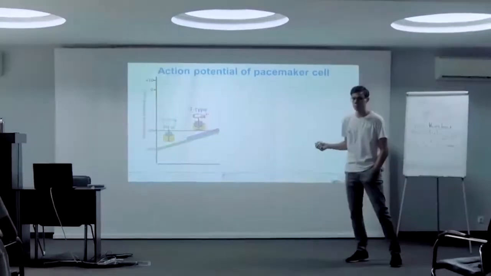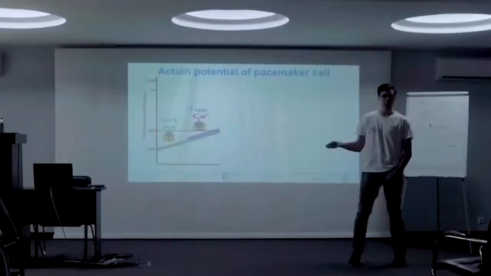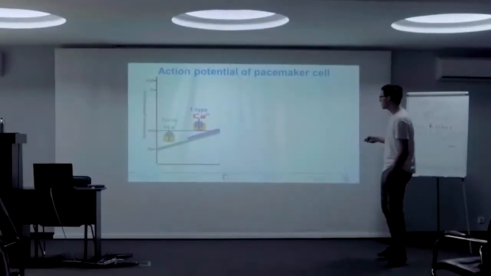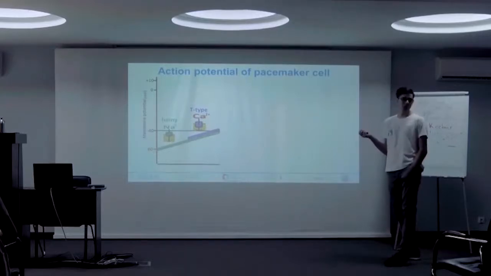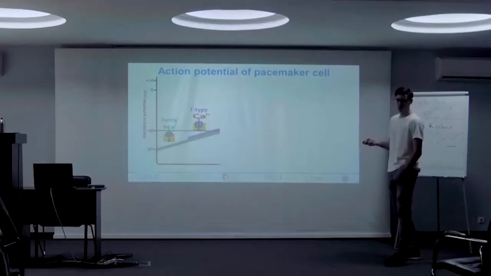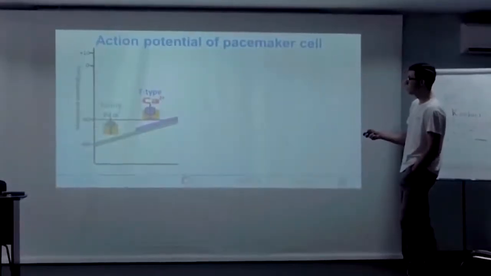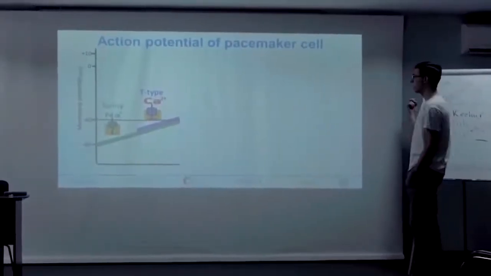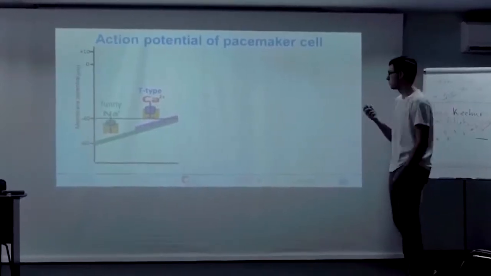Why is it called T-type? T because they are for a short period of time, so they are transient. They come into the cell only transiently. I will spoil it for you: the T-type calcium channels open here and close here, and the funny channels also close here. So it is only a short period of time when we have these T-type calcium channels.